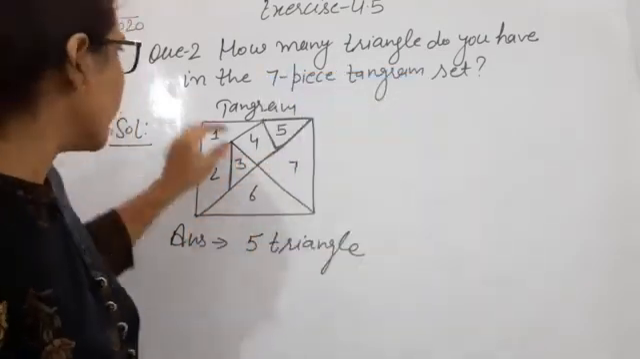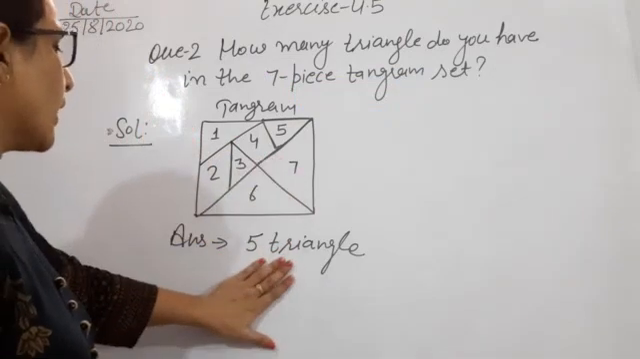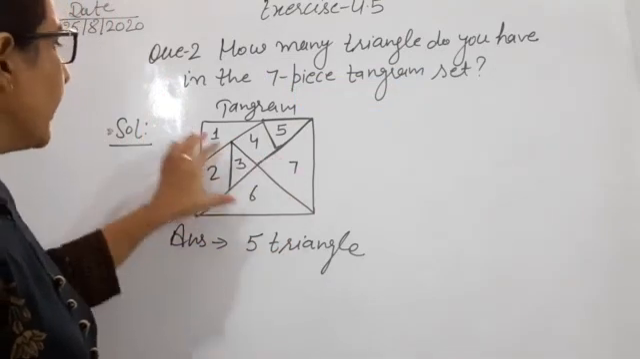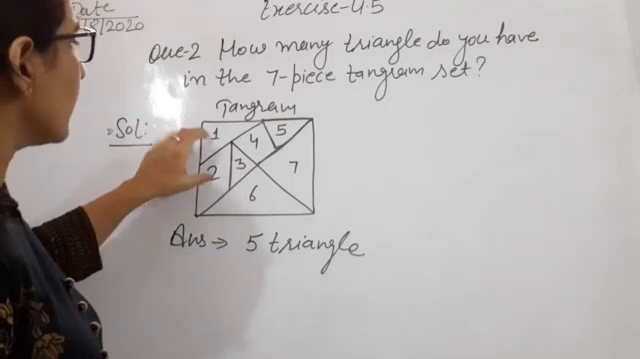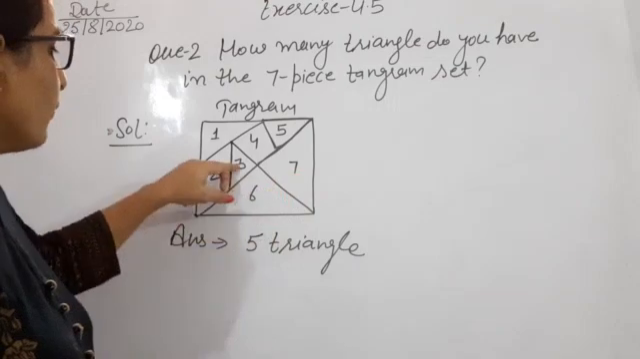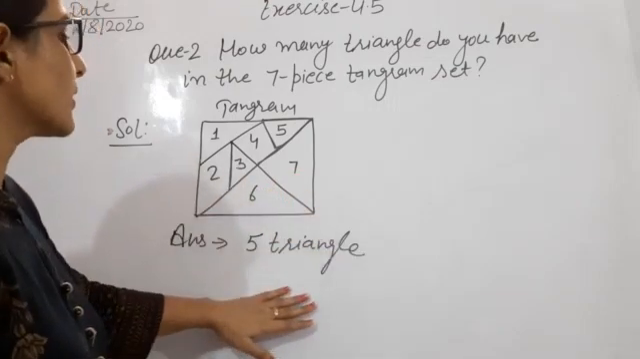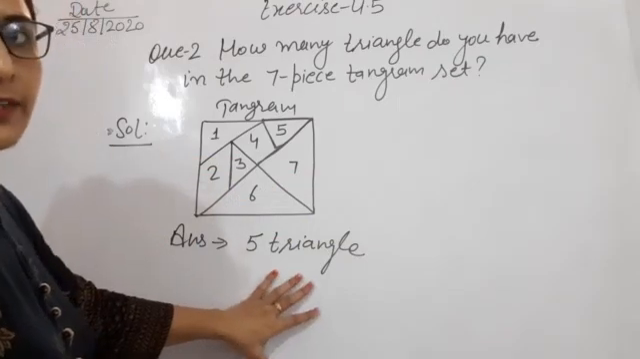Clear all of you? And then question number 2: how many triangles are in this one? So here there are only 5 triangles. Here I made the one figure of the tangram. Here 1, 2, 3, 4 and 5 triangles are given. So this is all about your exercise number 4.5.